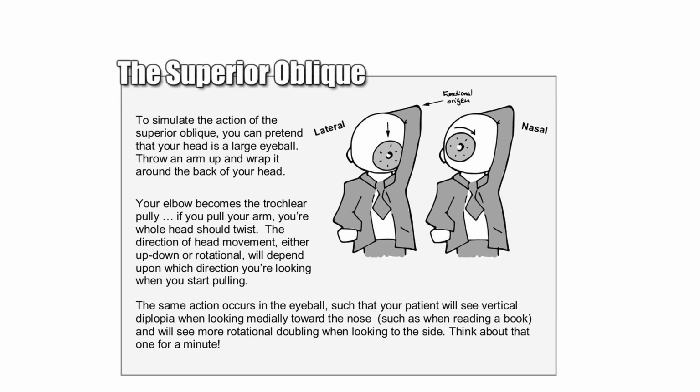Superior oblique. To simulate the action of the superior oblique, you can pretend that your head is a large eyeball. Throw an arm up and wrap it around the back of your head. Your elbow becomes the trochlear pulley. If you pull your arm, your whole head should twist. The direction of the head movement, either up, down, or rotational, will depend upon which direction you're looking when you started pulling. The same action occurs in the eyeball, such that your patient will see vertical diplopia when looking medially towards the nose, such as when we read a book, and we'll see more rotational doubling when looking to the side.